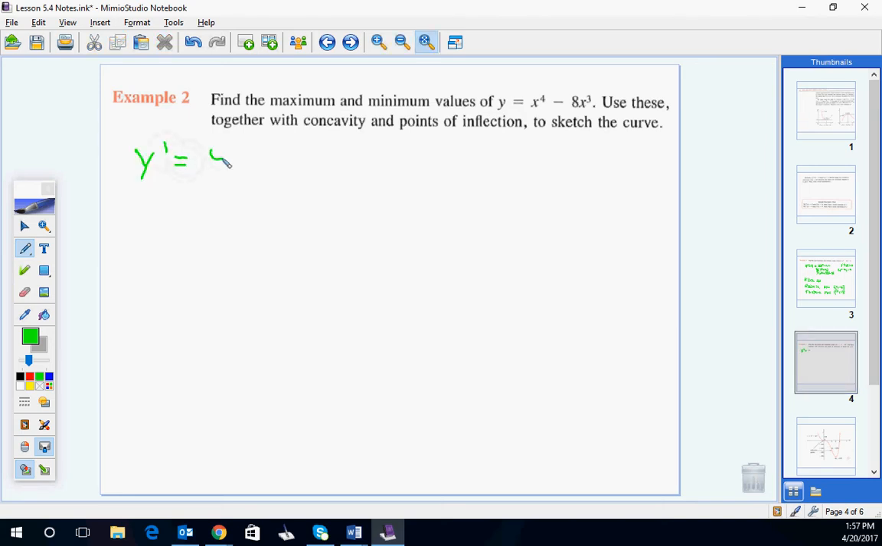We get 4x^3 minus 24x^2. I can factor that. I can take out a 4x^2, which gives me x minus 6. So you see that our critical points are 0 and 6 here.